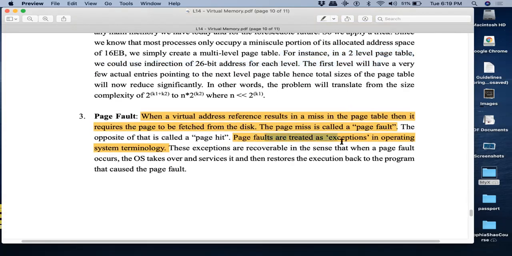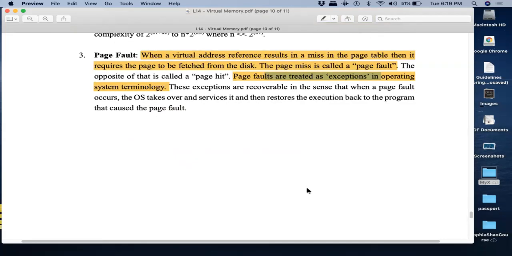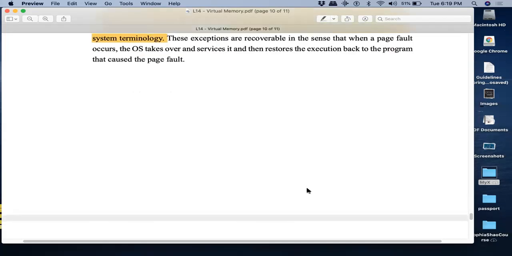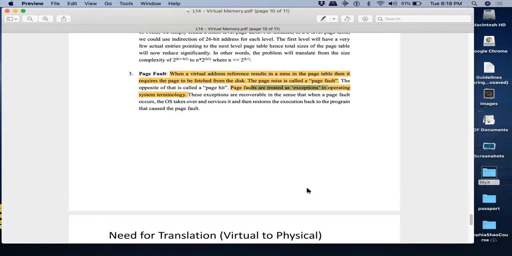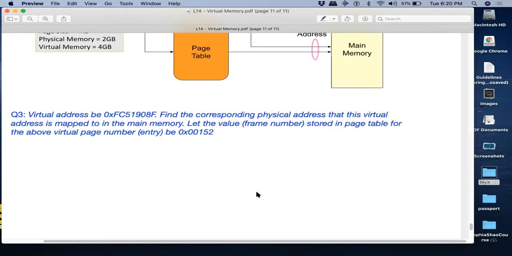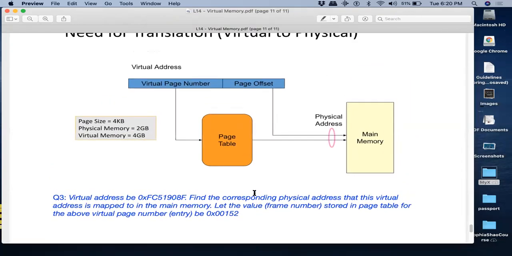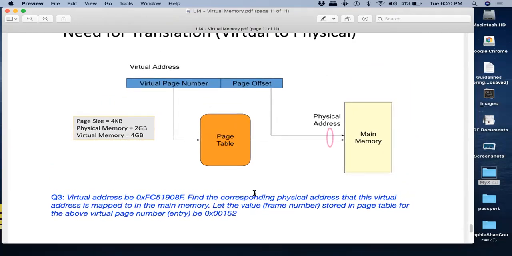So page faults are treated as exceptions in the OS. And if you take advanced courses like 313 and OS and all those, you'll be better able to appreciate all these layers of what is going on behind the scenes. Okay, so I'm going to leave this question here so that if you want to solve it, you can solve it. I will be here for the next 2-3 minutes if you have any questions.